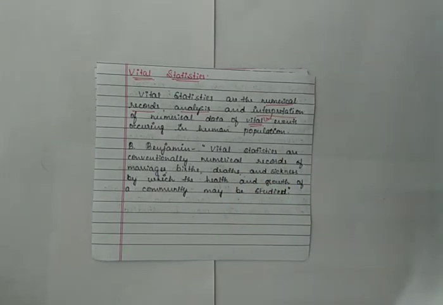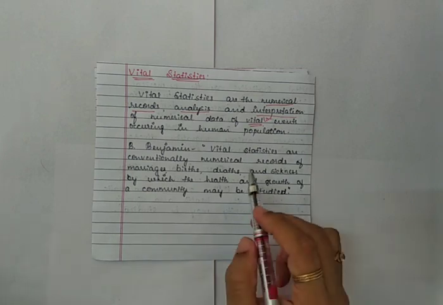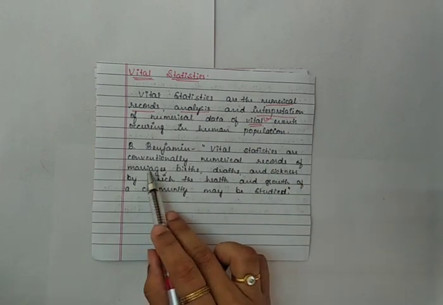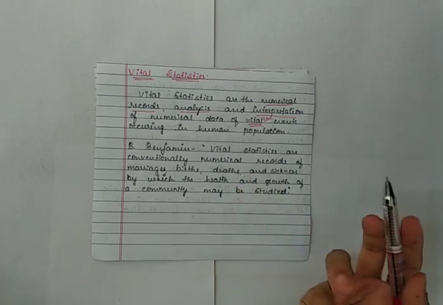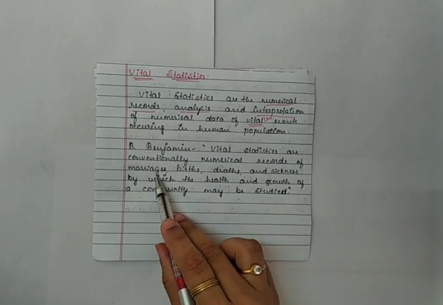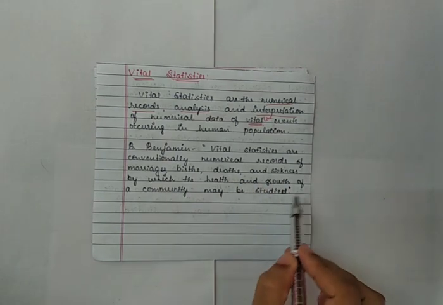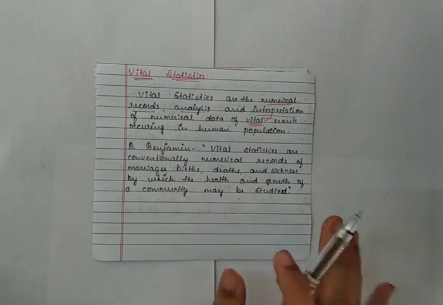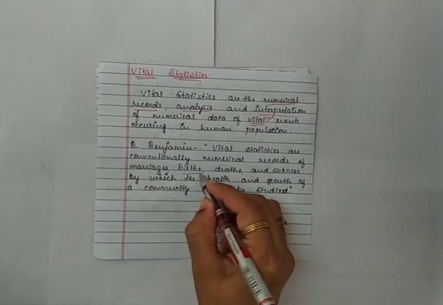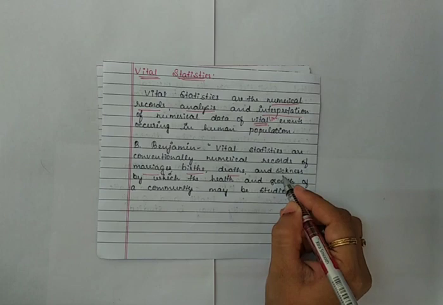There is a definition by Benjamin for vital statistics. What it says is, vital statistics are conventionally numerical records, you all know that, right, of marriage, births, deaths and sickness by which the health and growth of the community may be studied. So using marriage, death, birth, sickness, everything, we can study a community. That is the definition of vital statistics.